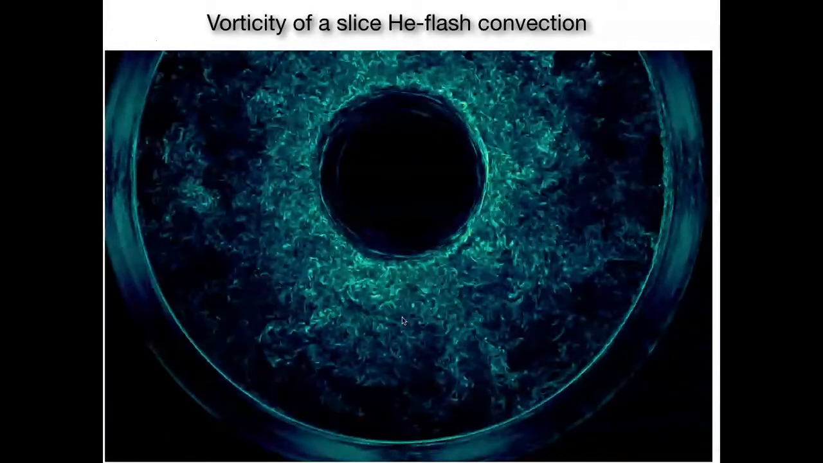We have done similar simulations before, and so this is the vorticity of a slice of helium shell flash formation. You can see the similarities. There's a shell now. This was done on the Blue Waters computer at the NCSA in Illinois, and maybe 2 or 3 years ago.